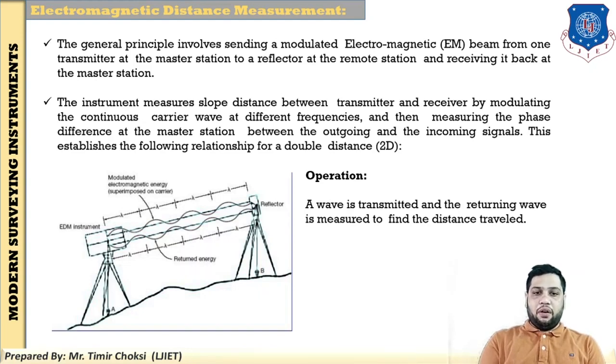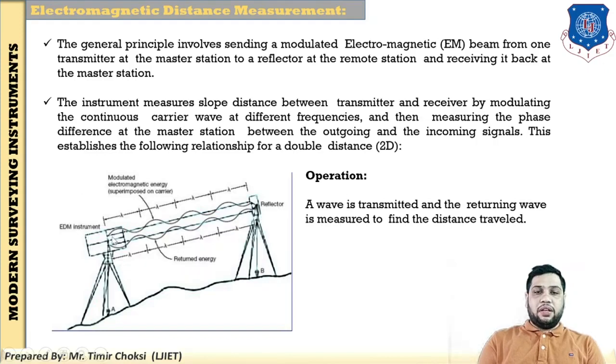This establishes the following relationship for a double distance, meaning 2D. A wave is transmitted and the returning wave is measured to find the distance traveled. You know that in the EDM principle, the instrument finds the time. Velocity equals distance upon time. Our goal is to find the distance from this instrument. Velocity, you know, is 3 × 10^8 meters per second. Time you have to find, meaning what is the time.